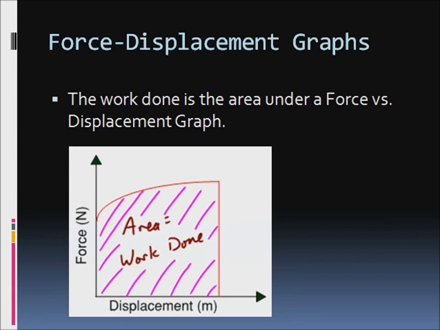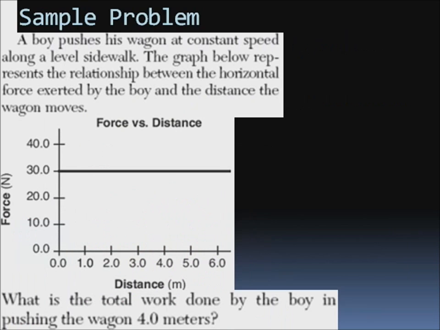Now we're asked, what's the total work done by the boy in pushing the wagon 4 meters? Well, with a force distance graph, to get the work done, all I need to do is take the area under the graph. So I take the area between 0 and 4 meters, which is length times width. Length of 4 meters, width of 30 newtons, 4 times 30 is 120 newton meters, or 120 joules.